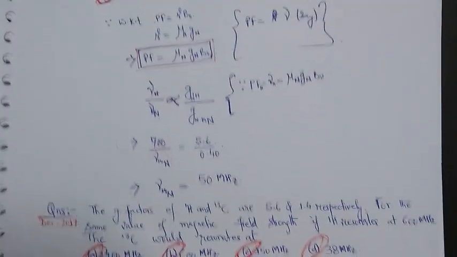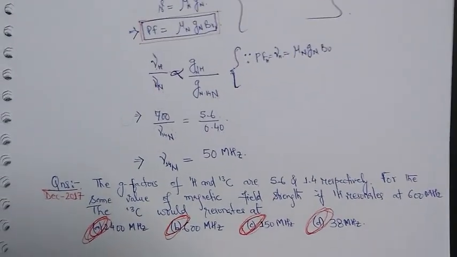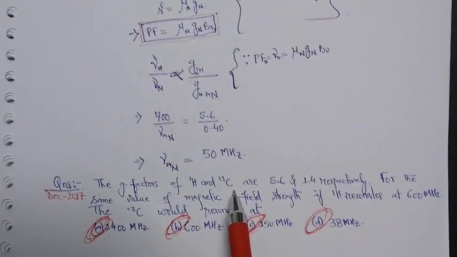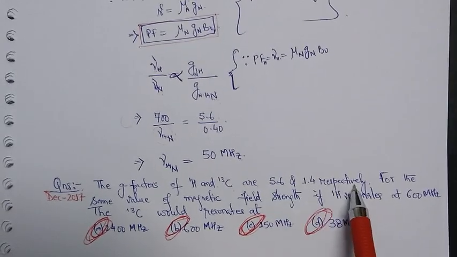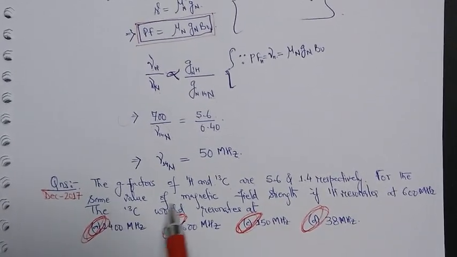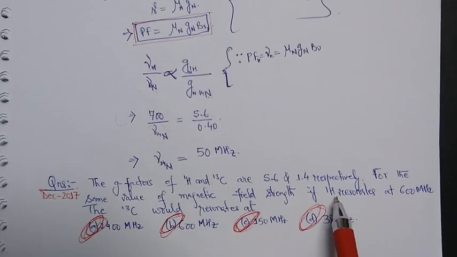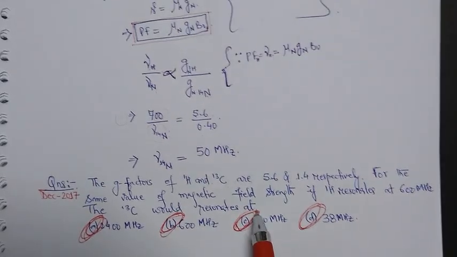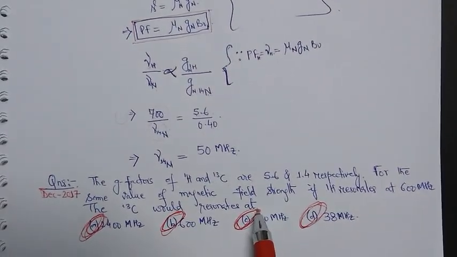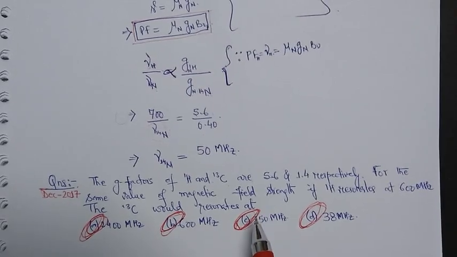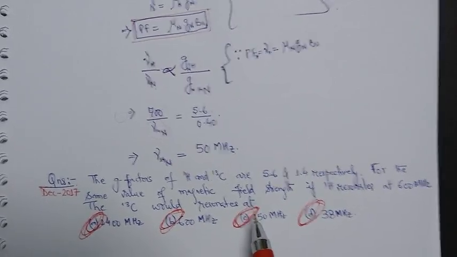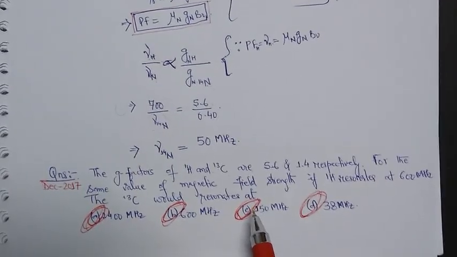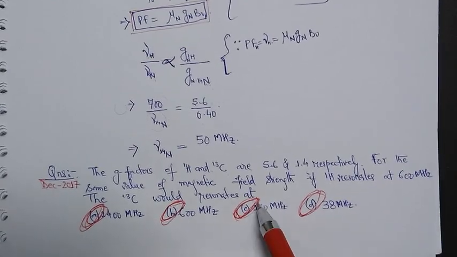Similarly, we can solve another problem, which is given like this. The G factors of 1H and 13C are 5.6 and 1.4 respectively. For the same value of magnetic field strength, if 1H resonates at 600 MHz, the 13C would resonate at. So this problem is exactly the same as the one we solved above. Using the same procedure, same steps, we can find the answer to this question as 150 MHz.